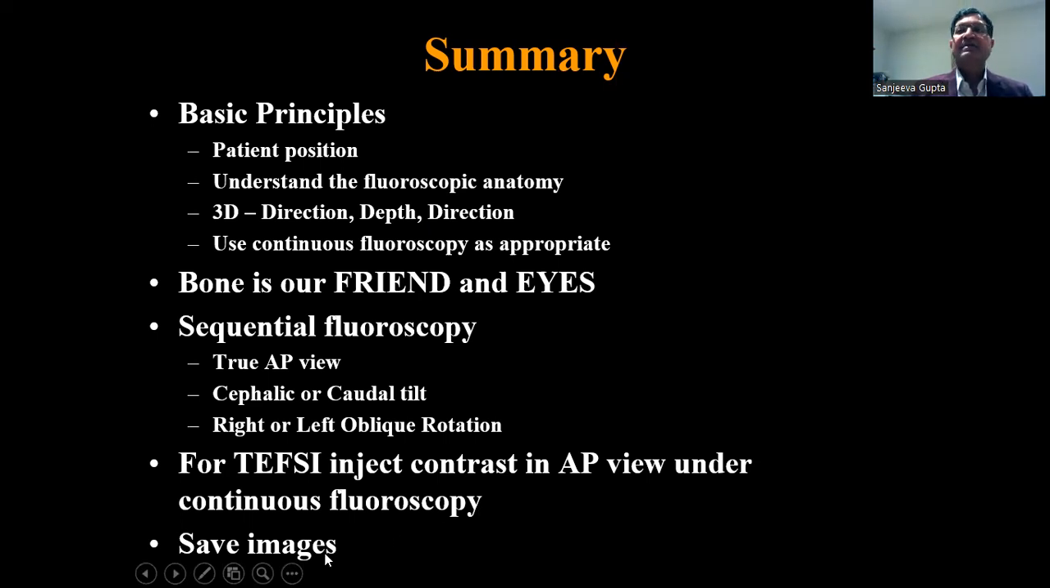Save images. This is extremely important because you might have done the procedure absolutely fine, but if the patient has any problems or neurological conditions afterwards, or blames you for any neurological problems after the procedure, if you've saved the images and the procedure has been done correctly, then that saves you from any blame.